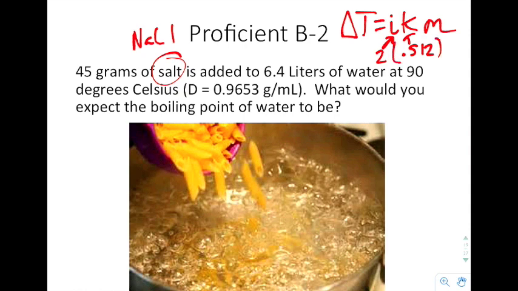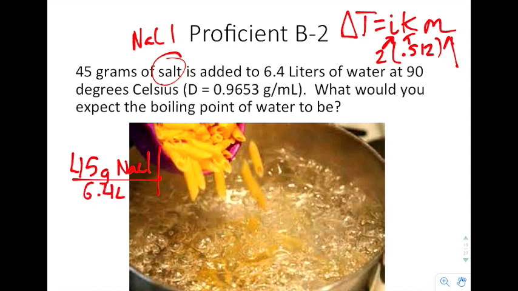So now the rest of this question is in determining the molality of this particular solution. If we can figure out the molality, we'll be able to figure out the change in temperature. So now this says 45 grams of salt. So you have 45 grams of salt, and that's per 6.4 liters of solution.